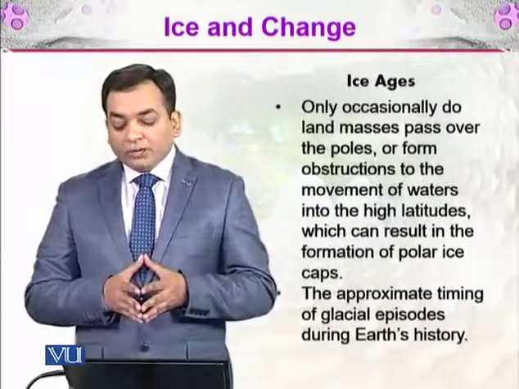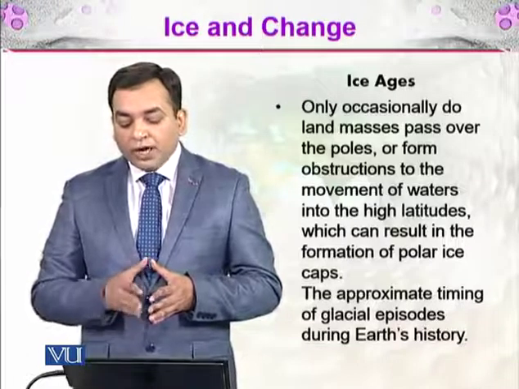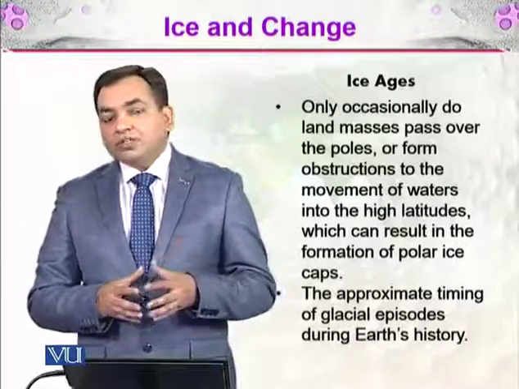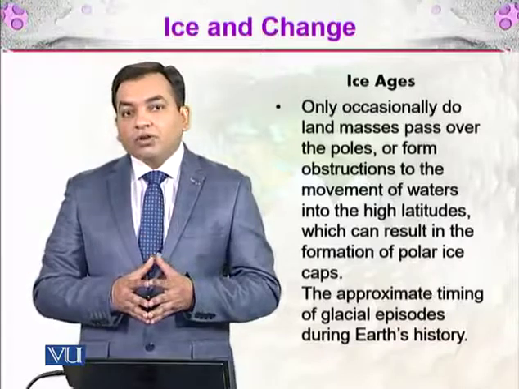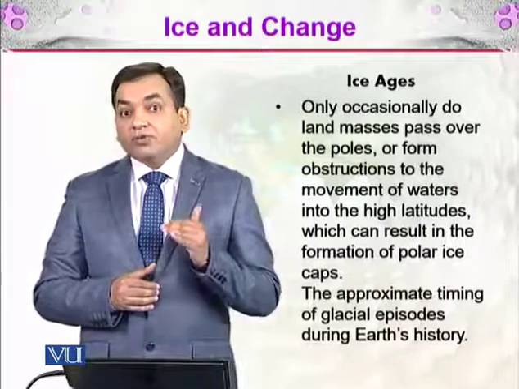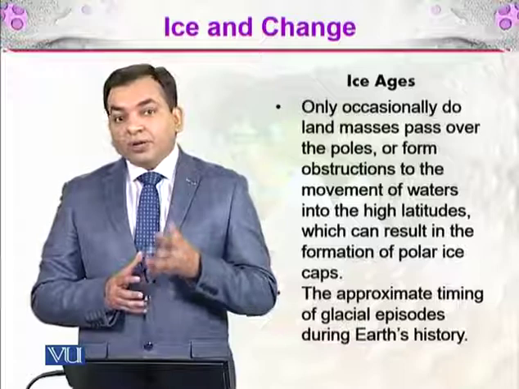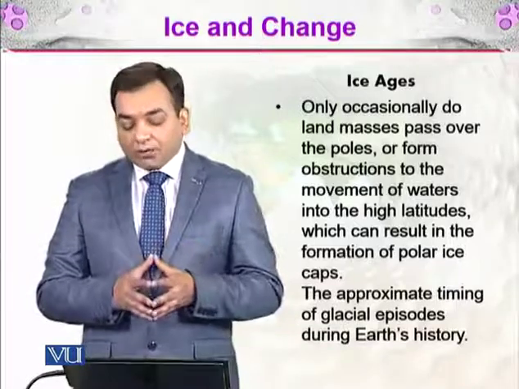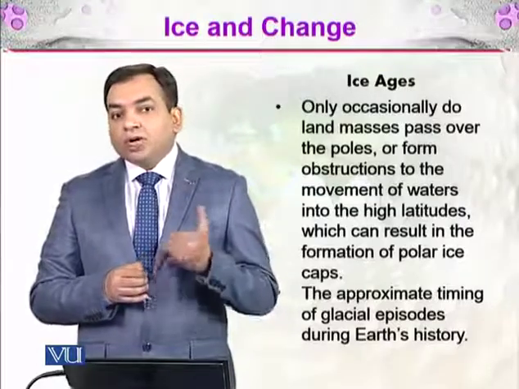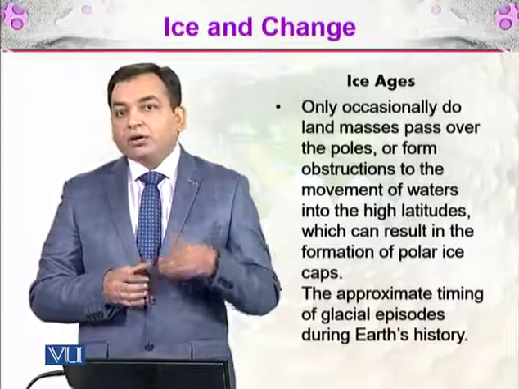Only occasionally do land masses pass over the poles and form obstructions to the movement of water into high latitudes, which can result in the formation of polar ice caps. So what would be the result? The temperature of the poles will fall further, and this will result in much more ice being formed there. This polar climate will result in much more cooling of the whole Earth as well, and this is called an ice age.